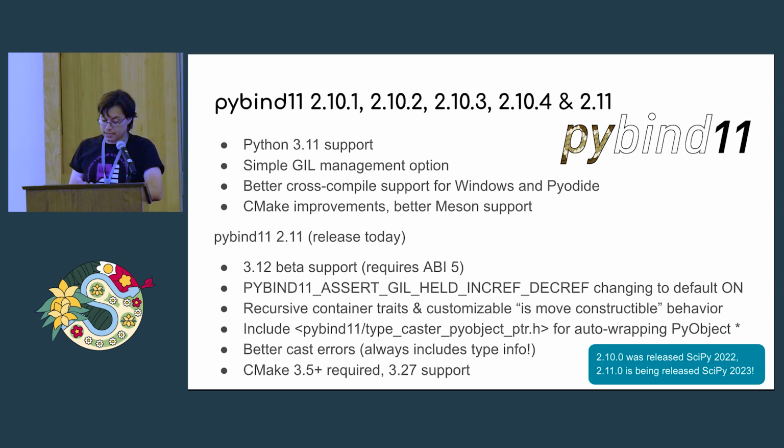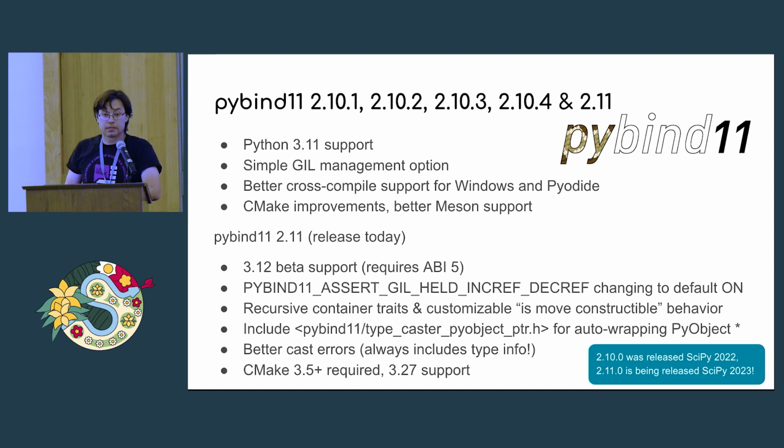The release is coming out today. We'll have 3.12 beta support. It'll actually have an ABI bump. We're making an ABI bump based on the Python version, which is nice. And if you've seen this, people in SciPy have seen this, we temporarily changed this default, and we backed off on it, but we are finally changing it now that we're doing 2.11. So I think everybody's updated, but if not, this is your warning.